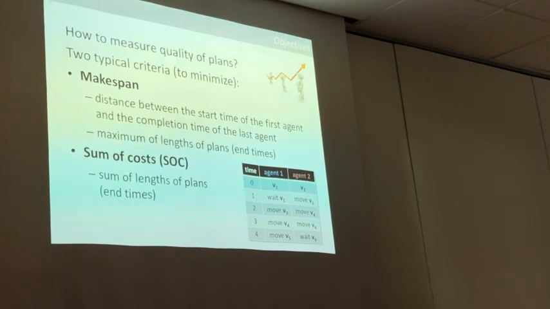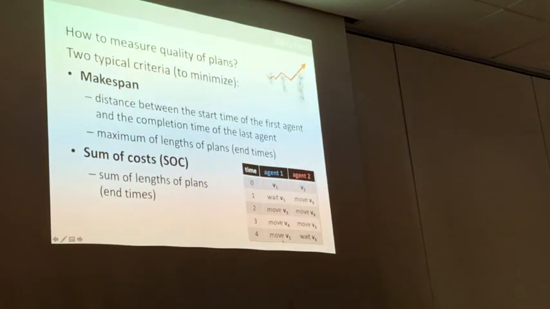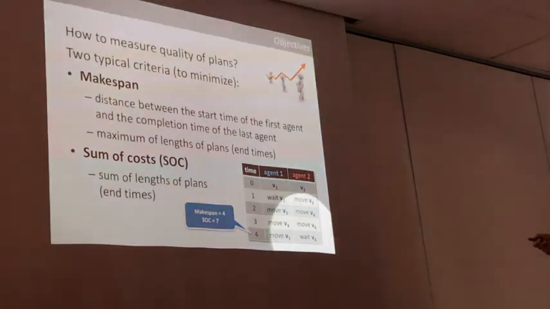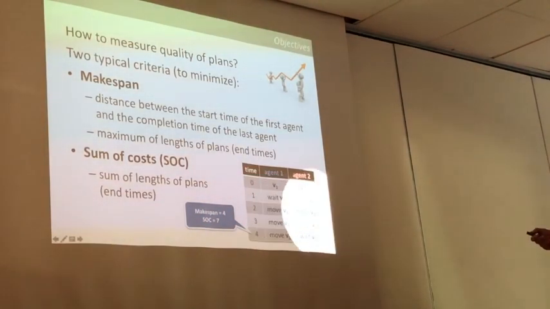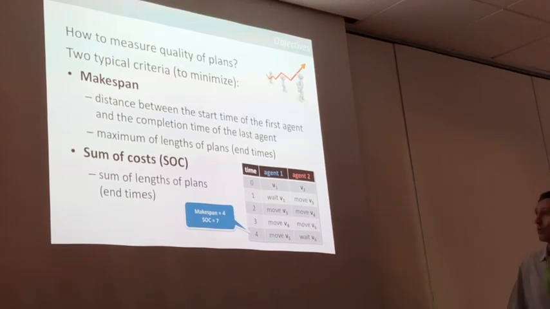7. 7, exactly, right? So it's 4 because we need 4 steps for both agents to reach their goals. And the sum of costs is 7 because agent 1 needs 4 steps and agent 2 just needs 3 steps. The last 8 is not included in the sum of costs. Okay, so the makespan is 4, the sum of costs is 7. But maybe it's not obvious, if we optimize one of these two objectives, it does not mean that we get the best plan in the other one. For example, for sum of costs, we may need to introduce plans with longer makespan to minimize the sum of costs. So they are not identical in terms of optimization.